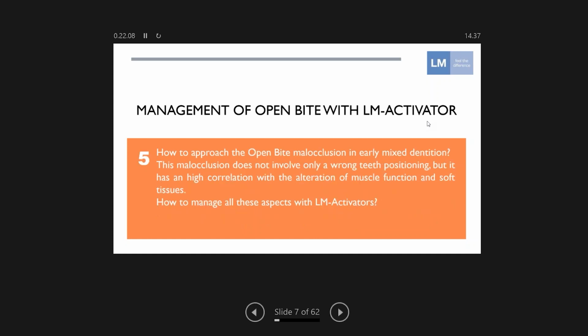And at the end, the last one, is the management of the open bite. The open bite is really very, very complex because it is connected with the growth not only of the hard tissues, but is strictly connected with the function of the tongue and of all the soft tissues around the mouth. And it will be very interesting to see how LM activators can help us to manage this kind of malocclusion.